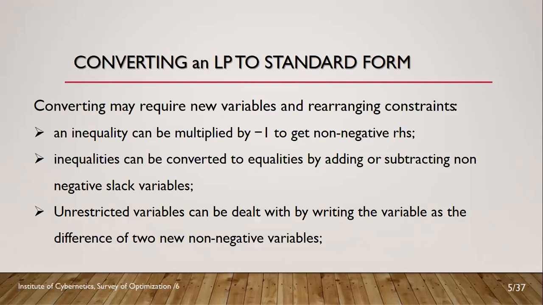Now, in order to convert an LP to a standard form, we need to go over some rules. It may require new variables and rearranging the initial constraints. An equality can be multiplied by -1 to get non-negative right-hand sides. Then inequalities can be converted to equalities by adding or subtracting non-negative slack variables, and unrestricted variables can be dealt with by writing the variable as the difference of two non-negative variables.